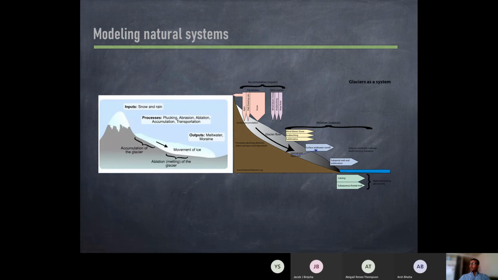Okay, so how do we model the natural system? In the next few slides, I'm going to talk about the modeling of natural systems, or how the natural system model works. Okay.